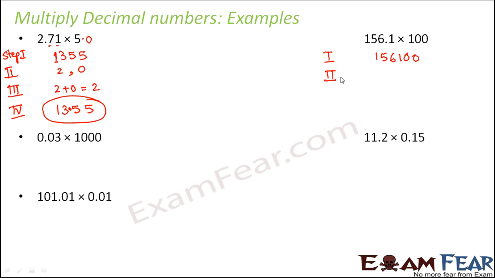In the second step, we count the number of digits after the decimal point. So for the first number it is 1, and for the second number it is 0. After the decimal point you just have 0, nothing else. In the third step, we find their sum, which is 1, and in the fourth step we are going to place the decimal point such that the number of digits after the decimal is 1. So we will place it here. So what is the answer? So the final answer is 15610.